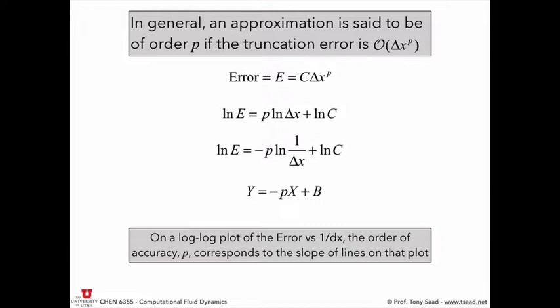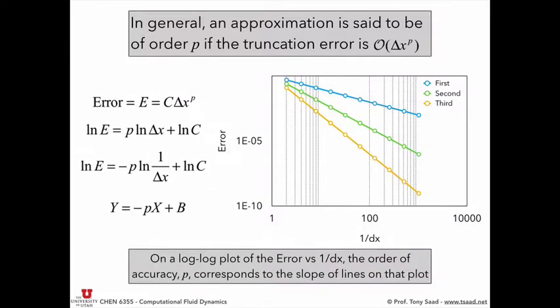And then refine, compute another error, and create a plot. And a log-log plot, log of the error versus log of 1 over delta x. And the slope of the lines on that plot are going to tell you what the order of accuracy of your method is. Okay? So for example, this goes back to the example.